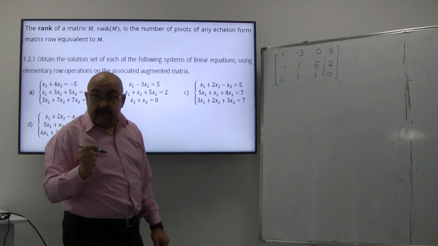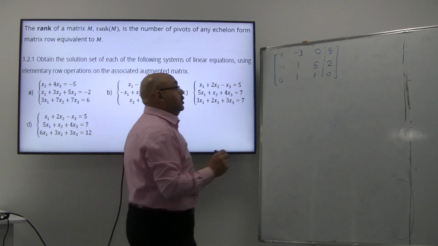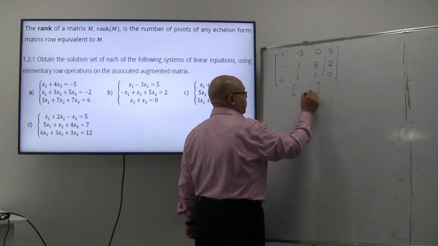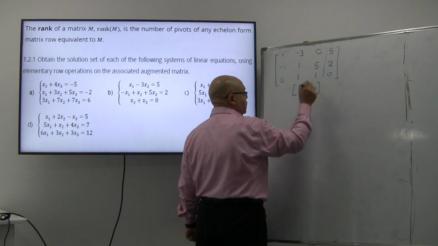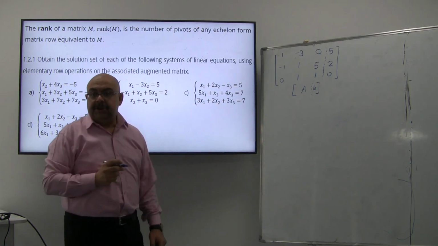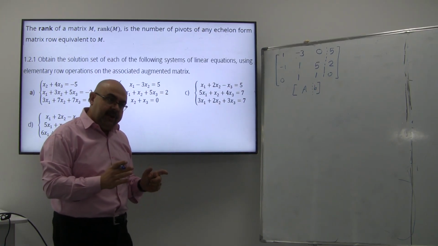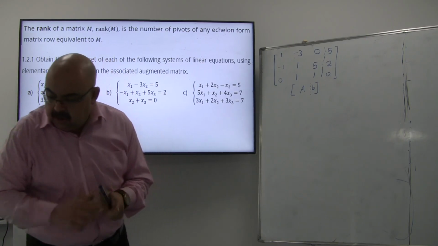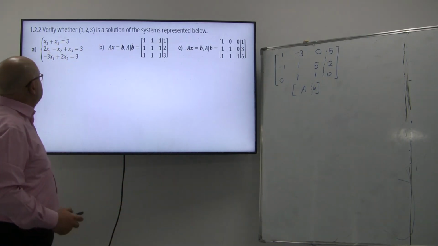Of course, the system I put here, you understand very well that I can write in shorthand like this, which is the coefficient matrix, A capital, and B the column of the result. Okay, perfect. This is also another.